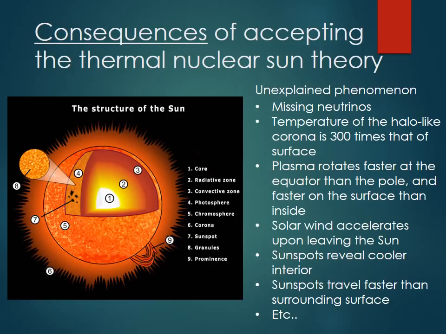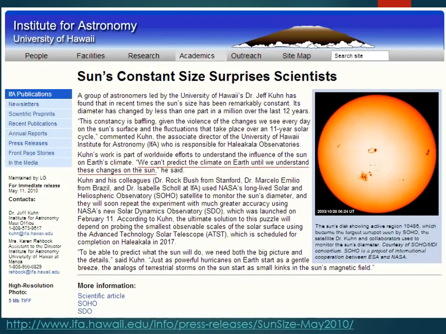The sunspots also reveal a cooler interior, of course, because a sunspot is black compared to its surroundings, and sunspots travel faster than the surrounding surface. And there's a long list of things going on as a consequence of using such assumptions. But how do we actually solve the problem more efficiently? Just like before, we have to change the perception, so that we look at it as if the sun's energy comes from the outside.